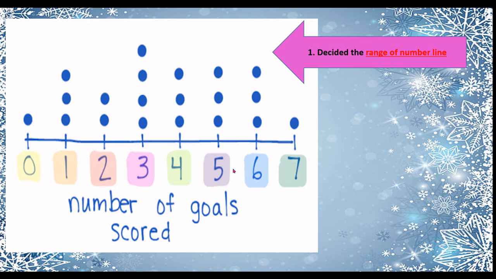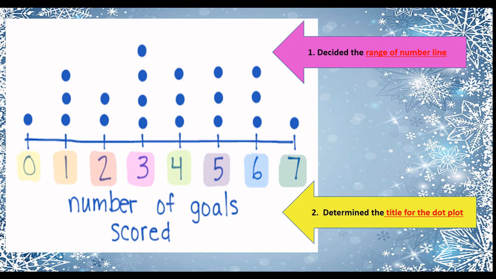You cannot say, in case number 5 has no data here, so I skip it on my number line, so there will be 0, 1, 2, 3, 4, 6, 7. No, you cannot skip. If a number has to be there, you have to put it there. So this is what we call deciding your number line. After that, of course, you have to write your title at the bottom of the dot plot.